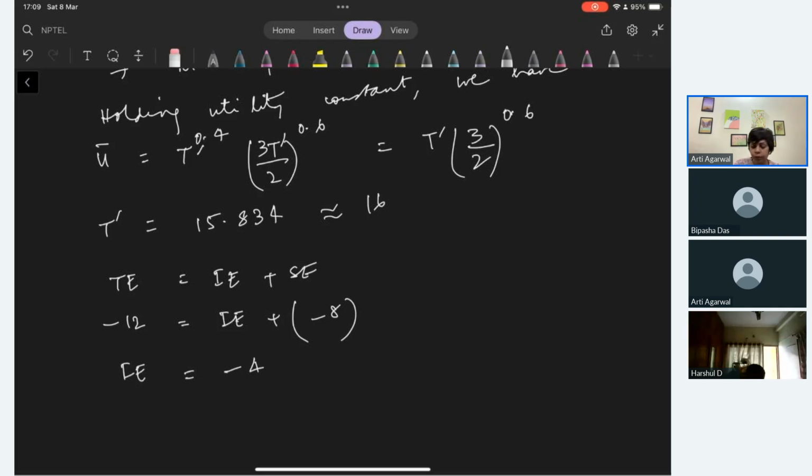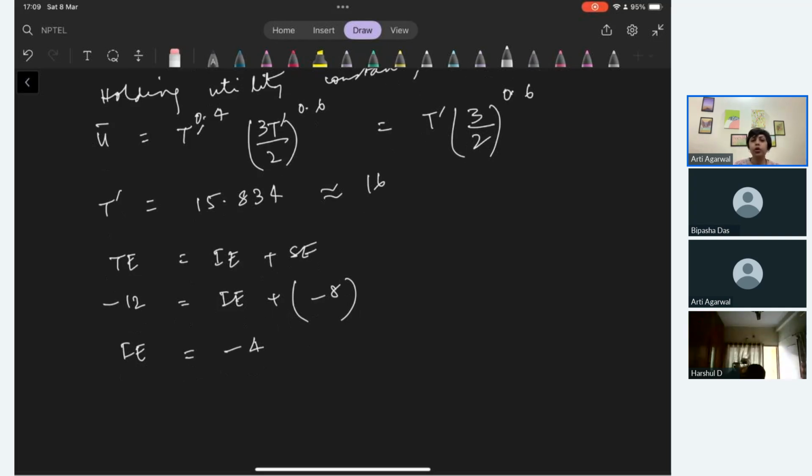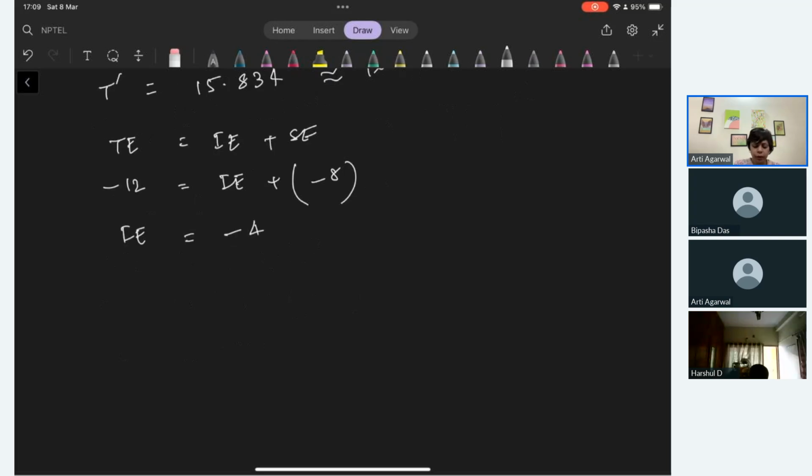Now, total effect is nothing but new optimal value minus initial optimal value: 12 minus 24 equals minus 12. Substitution effect is this intermediate value T prime minus the initial value, which was 24. So 16 minus 24 is minus 8, and that is your substitution effect. Income effect is minus 4. So let me just summarize this.